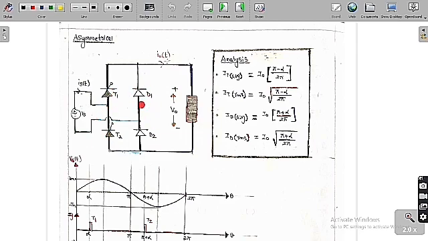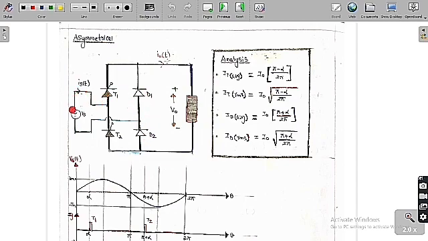So the components in these two legs are different. That is the reason we call this asymmetrical. Asymmetrical means the components in the first leg and the components in the second leg are different. Because of this only we call this circuit asymmetrical. The components in the first leg are T1 and T2, whereas the components in the second leg are diodes, which are D1 and D2.